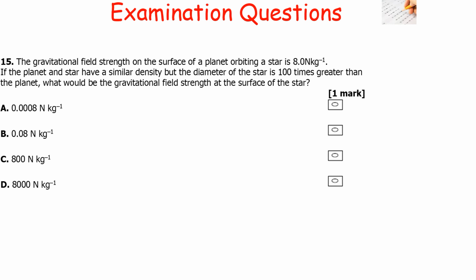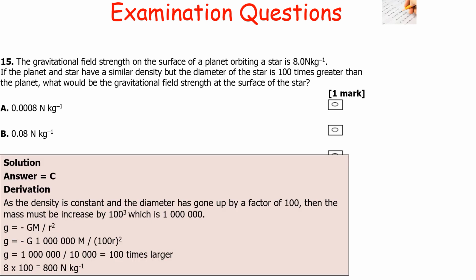Right, so how to answer this question? Well, our answer is C, because as the density is constant and the diameter has gone up by a factor of 100, then the mass must be increased by 100 cubed, because we know that we need our volume to be going up in the same factor as our mass.